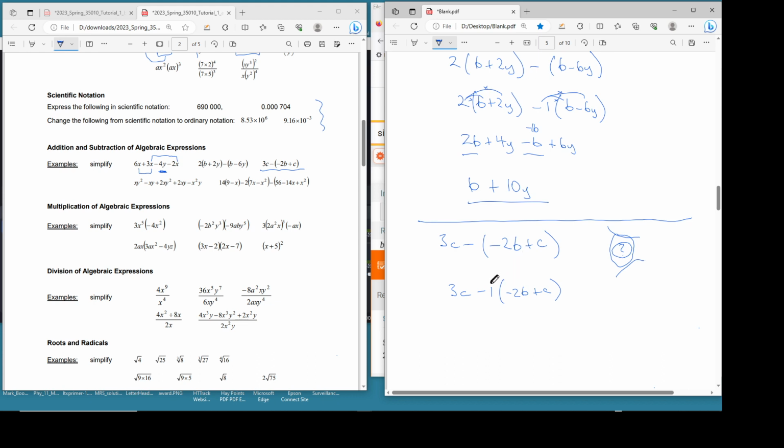So in this case here, we're going to be expanding these terms like this and multiplying. So we'll get 3c minus 1 times 2b. So minus times a minus is a plus. So we're going to end up with plus 2b. Minus 1 times c is minus c. So 3 carrots minus a carrot is 2 carrots plus 2b.